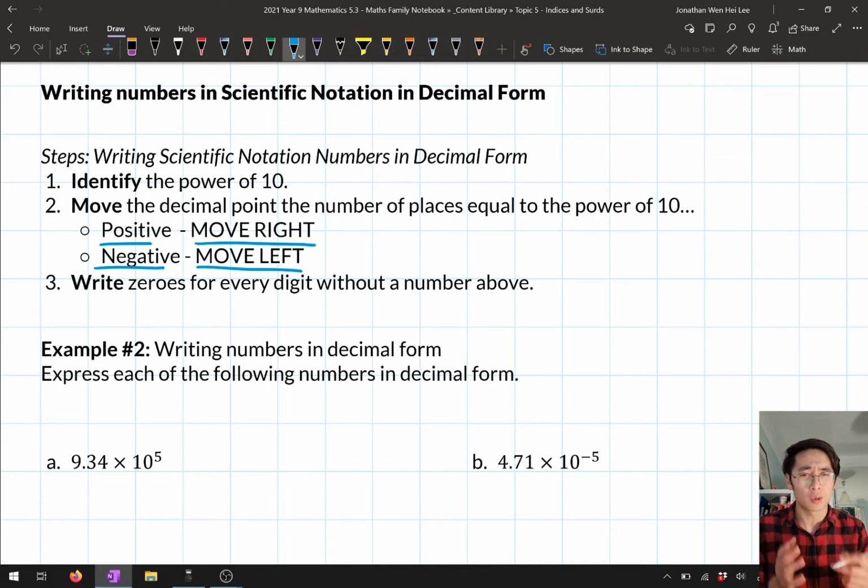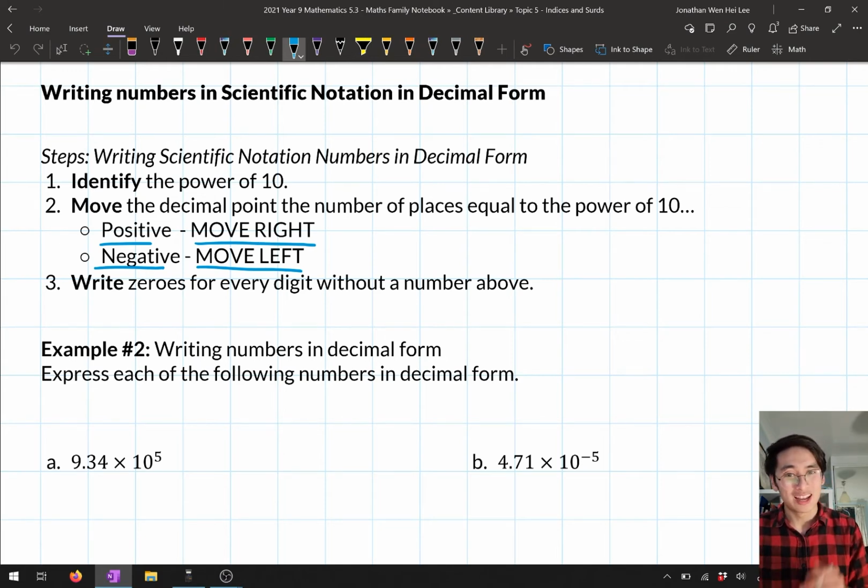So if you think about it this way, positive just means it's a big number. So if it's a big number, I need to move it further, make it bigger and bigger and bigger. Negative means it's a small number, so I need to make it smaller and smaller and smaller. So after I've done that, write zeros for every digit without a number above it.